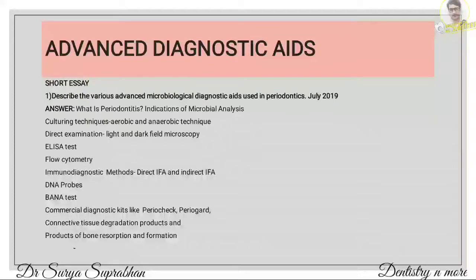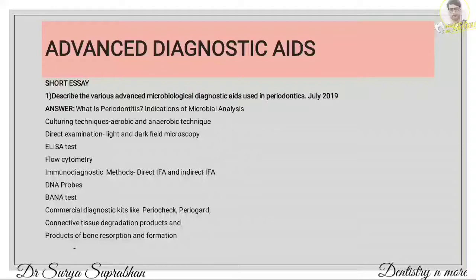Fourth, to select appropriate recall interval. Fifth, for prevention of periodontitis in persons at risk. And sixth is to identify antibiotic susceptibility of the infecting organism. So there are 6 reasons why we do microbial analysis. And then you have to list out various diagnostic aids.